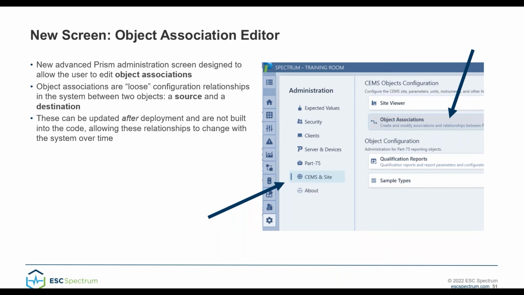So, for example, every span cal is going to have a span cal bottle. But every span cal may not have a cal gas pressure tag attached to it. So that would be a loose relationship that we can define here through these object associations that may not apply to everybody, but may apply to some systems. So this is a screen you can go into and visually edit, update, and create those associations if you need to.